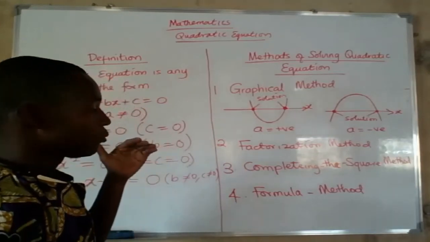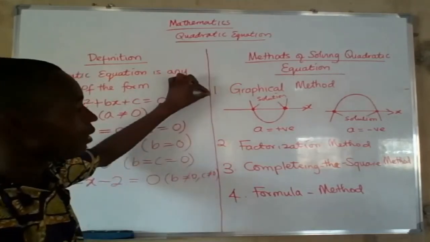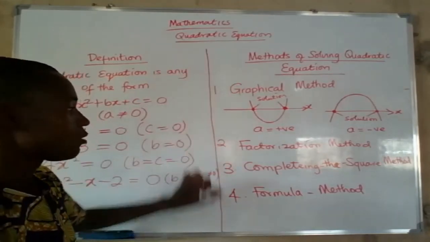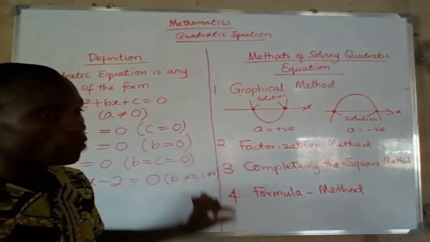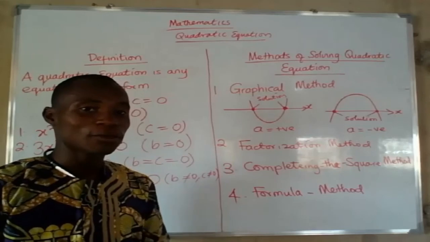So these are the various methods of solving the quadratic equation: the graphical method, the factorization method, the completing the square method, and the formula method. And they will be discussed in detail in subsequent videos.